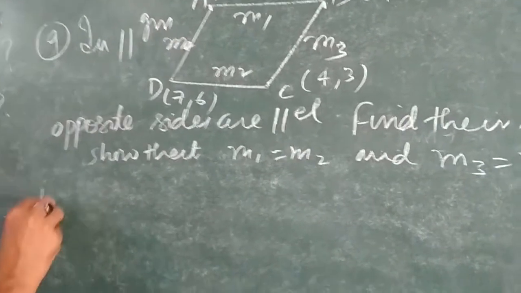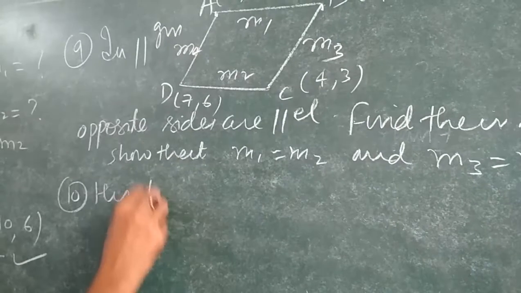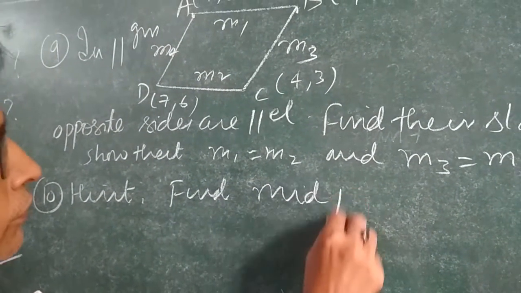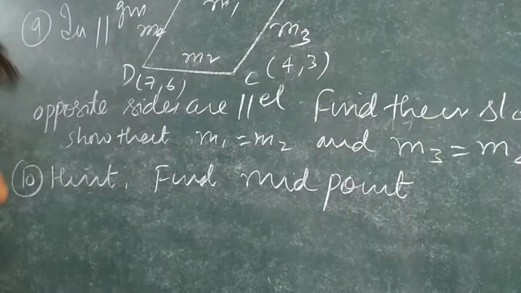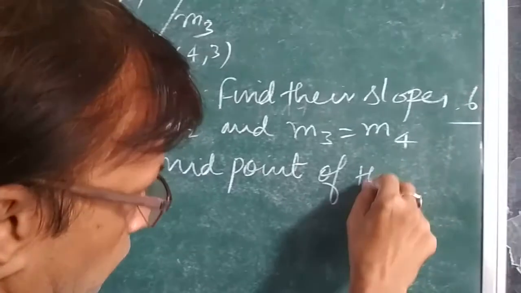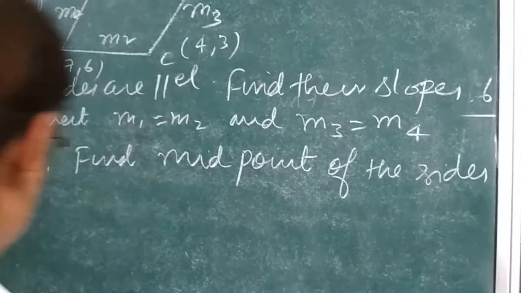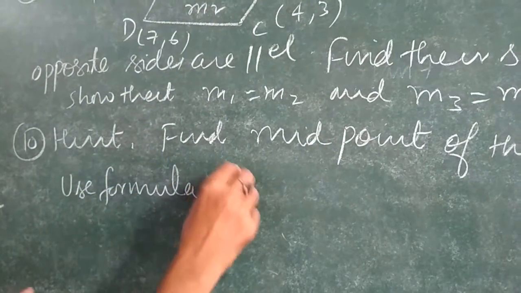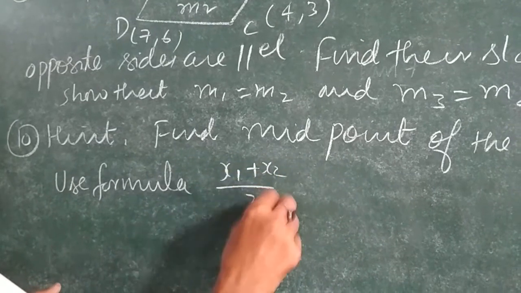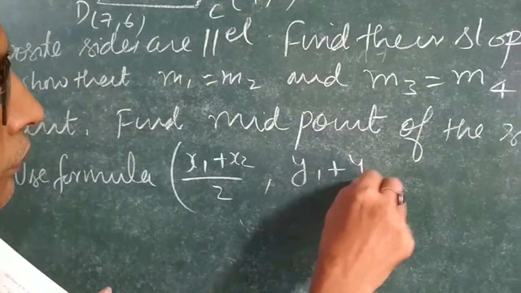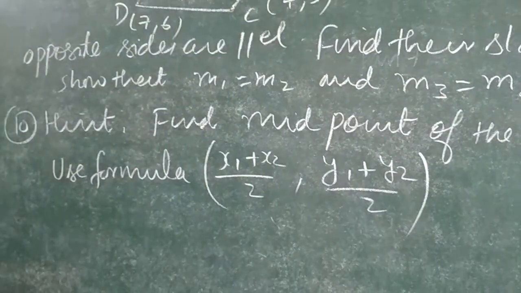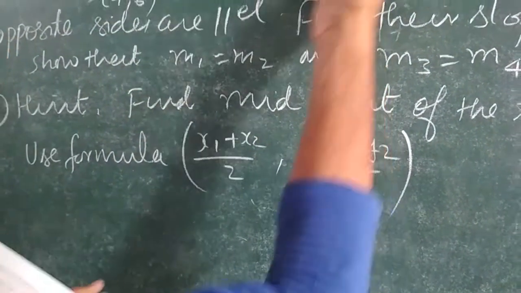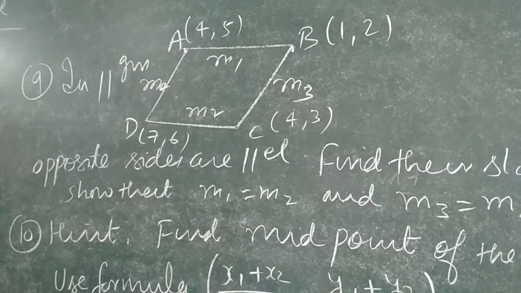In 10th question, hence find the midpoint of the sides. Use the formula (x1 plus x2) upon 2, (y1 plus y2) upon 2. After finding the midpoint of all the 4 sides, you have to apply the same method as you did earlier in question number 9.